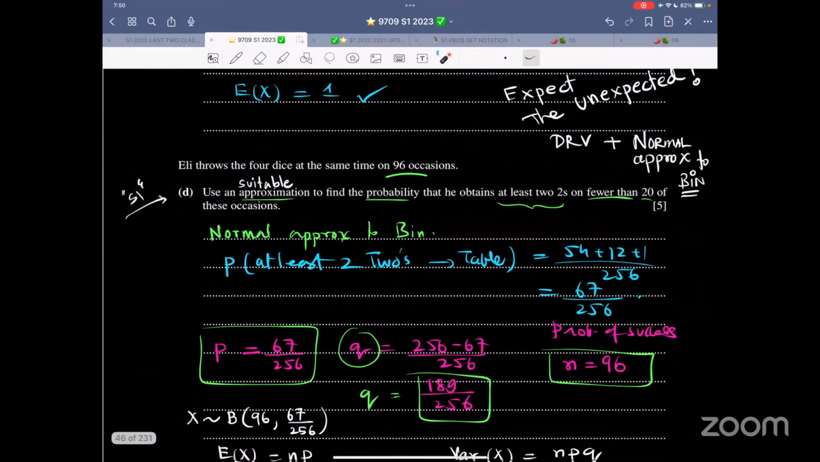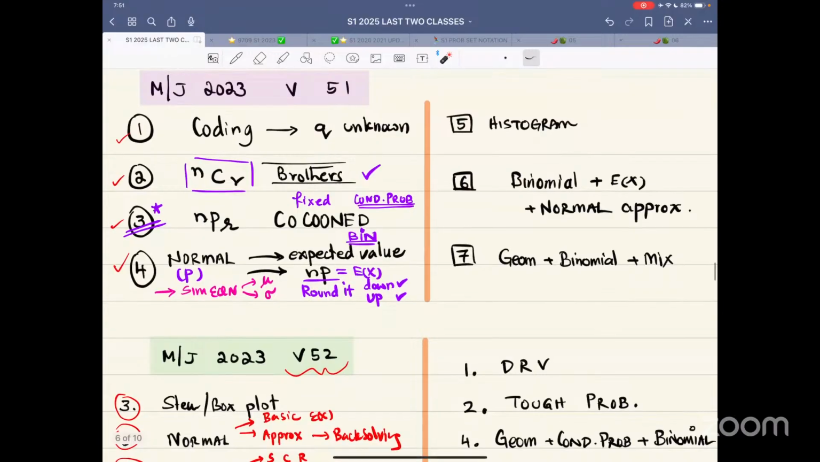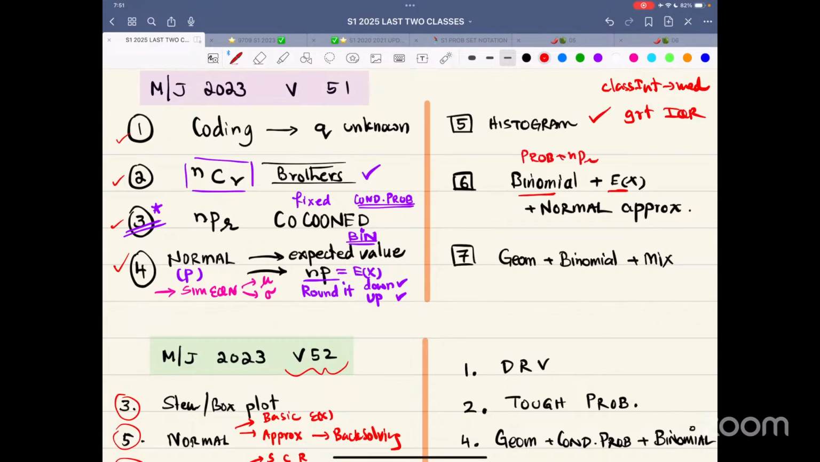So let me write over here. So this thing was a histogram and there was this greatest value of IQR that was asked. There was the class interval in which the median lies, that was asked over here. This is binomial and expectation. This is also basic probability and permutation. You can also consider it this way, and normal approximation based upon DRV. So that was kind of new.